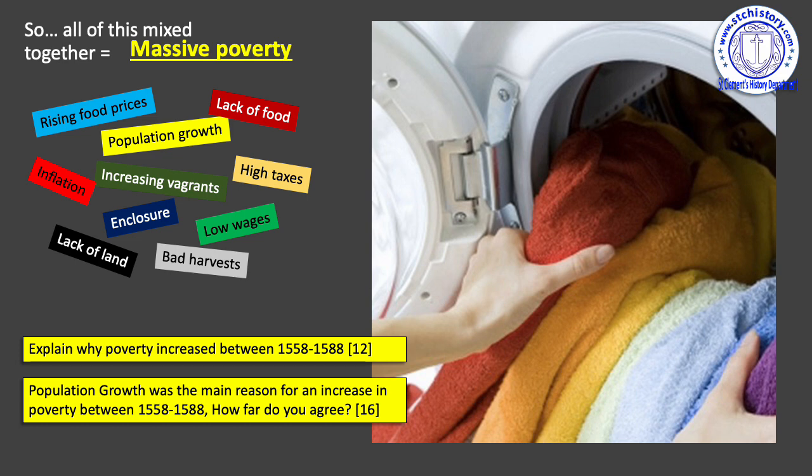So the 16 marker gives you that statement. Remember, the difference is you've got 3 paragraphs in the 12 marker, no intro, no conclusion. In the 16 marker, you do have your intro, which is your judgment, whether you agree with that or not and how far. And if you don't agree, then that's where you say what you do think is the biggest thing to blame. How far do you agree?